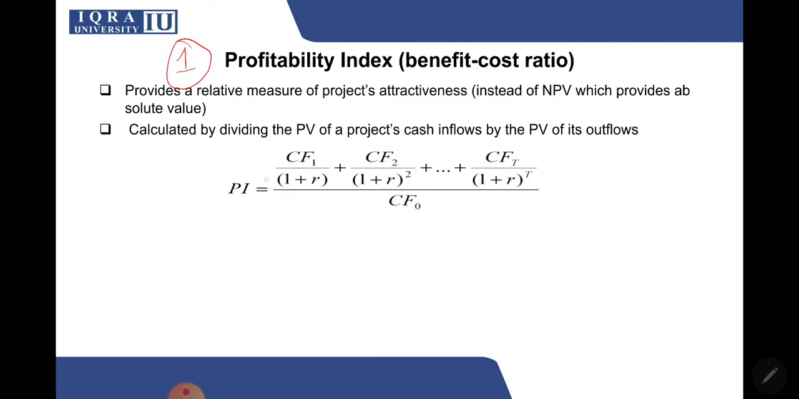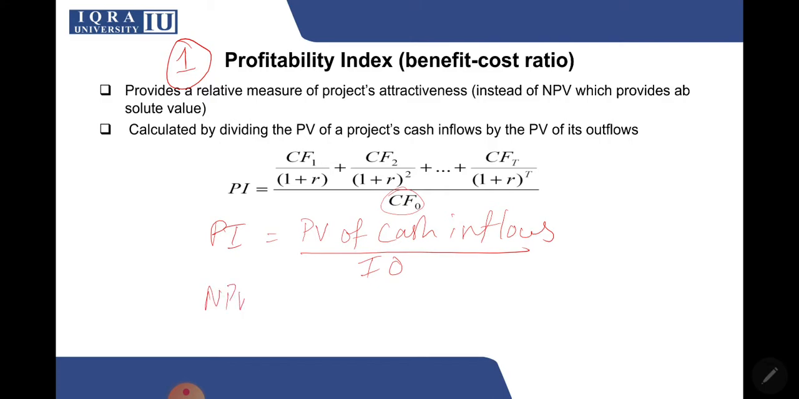Now what is the formula? It's PI is equals to, what is the formula for this? CF1, CF2, ये क्या है? Present value of cash inflows. So present value of cash inflows, and it is being divided by CF0. CF0 क्या है? This is your initial outlay. So basically this is the profitability index formula. NPV में क्या था? It was initial outlay plus present value of inflows. So वहाँ पे प्लस हो रहा था, यहाँ पे डिवाइड हो रहा है, बस इतना डिफरेंस है दोनों फॉर्मूलाज में.